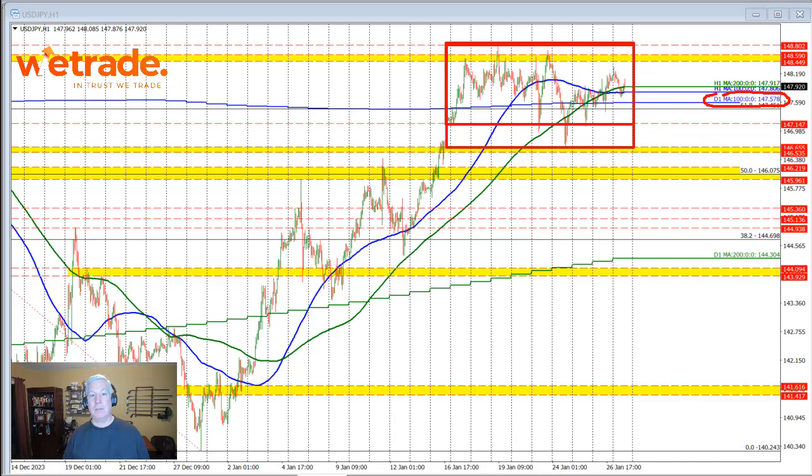As long as the price can remain above this cluster of support right through here, the moving averages, then the bias is tilted to the upside in this up and down near the recent highs for the dollar versus yen. So staying above those levels is more bullish. A move below would be more bearish for the dollar versus yen.